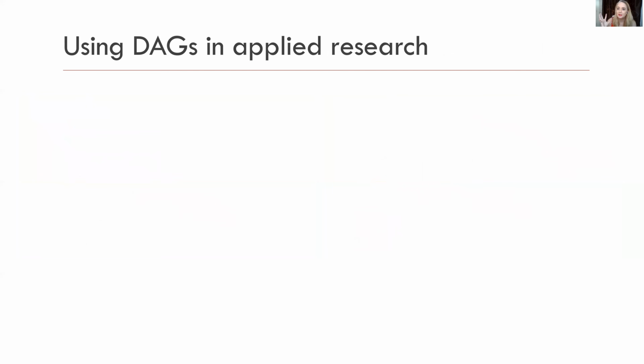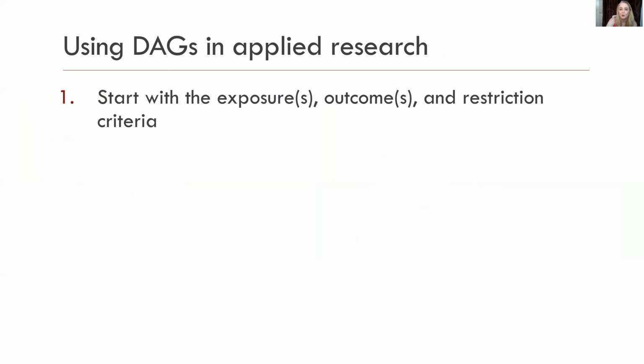Okay, so that was a lot of theory. I want to talk a little bit about using DAGs in applied research. How do you actually go about doing this? You want to start with your exposure, or exposures if you're thinking about a time-varying setting or a multiple intervention. Your outcome or outcomes, again, if you're thinking of a single outcome or an outcome measured at multiple time points, or maybe two different outcomes like progression of the disease and survival. And then any restriction criteria that you have to include based on your study design.